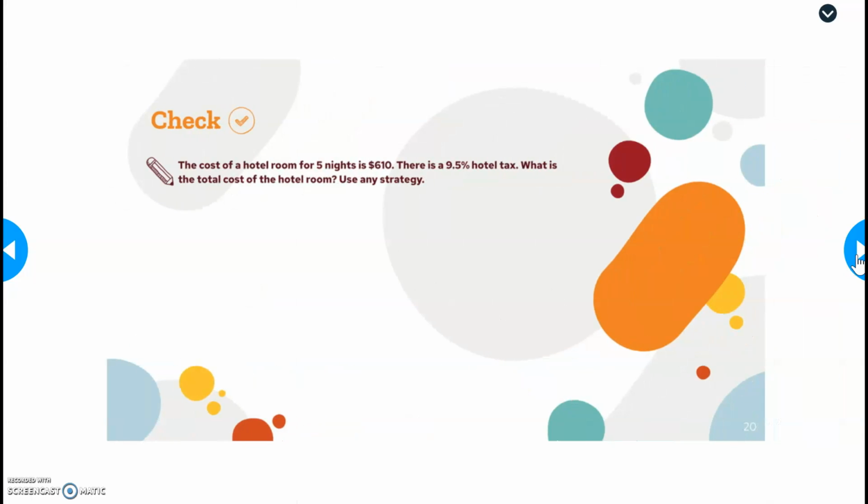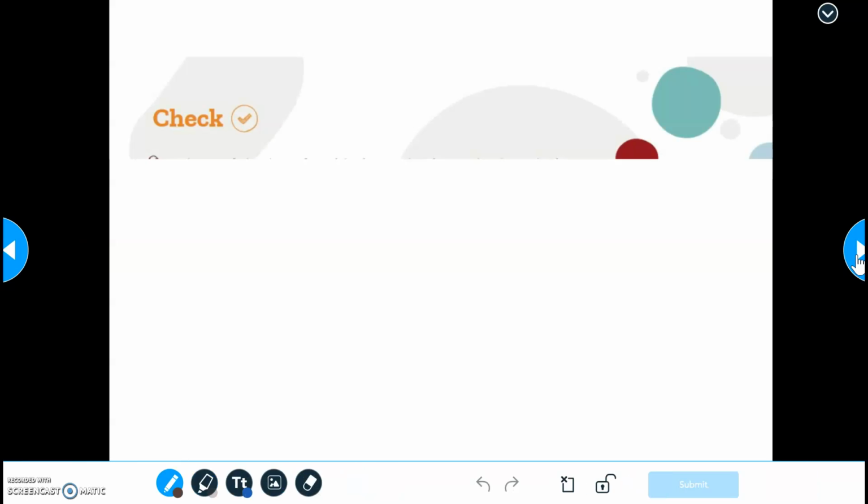So, you have a check problem. The cost of a hotel room for 5 nights is $610. There is a 9.5% hotel tax. What is the total cost of the hotel room? Use any strategy.